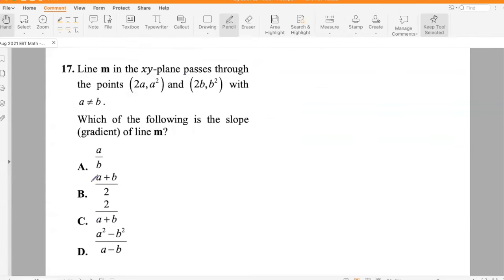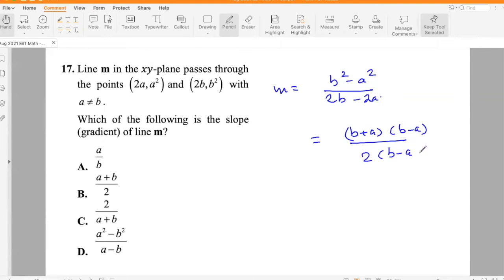Line M in the xy plane passes through the points (2a, a squared) and (2b, b squared), with a not equal to b. Which of the following is the slope? Okay, so slope will be b squared minus a squared over 2b minus 2a. So that's (b plus a) times (b minus a) over 2 times (b minus a). So that's b plus a by 2.